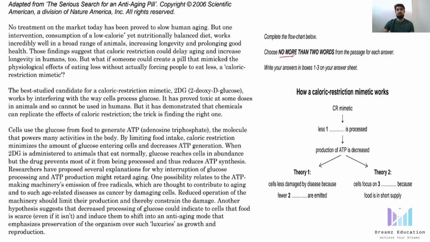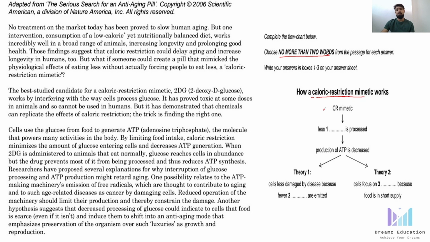We have to know the instructions on how many words we have to write. In this case, they have said no more than 2 words. That means we can write either 1 word or a maximum of 2 words as an answer. Here they have told us how a calorie restriction memetic works. It's okay, we need not have any prior knowledge of these things. Even I'm not very aware of what calorie restriction memetic is. We just have to read through the passage and identify the answers.